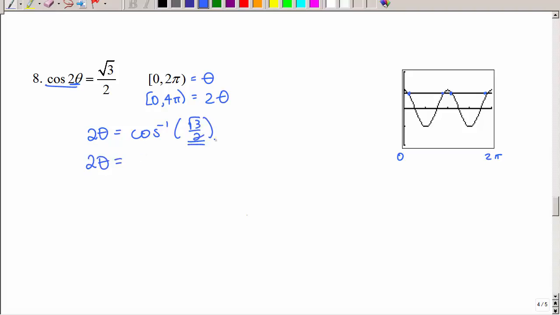I should know that the cosine is positive in 2 quadrants. Where is that? At pi over 6 and 11 pi over 6. But that's just between 0 and 2 pi. I have to go around the circle again because I have 2 thetas. So I just add 2 pi. The last step I do is divide by 2.